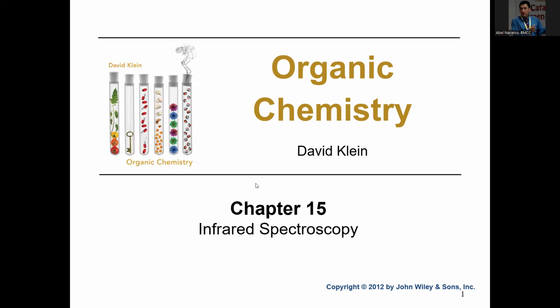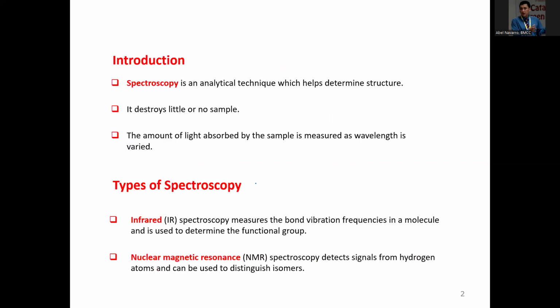So what is a spectroscopy? A spectroscopy is an analytical technique that will help us to determine the structure. So are these two the only ones that we're going to be studying? You see right here, we have IR and NMR. NMR is the nuclear magnetic resonance, the abbreviation for that long name. And IR is from infrared spectroscopy. So what are we doing with those two? Are these the only ones?